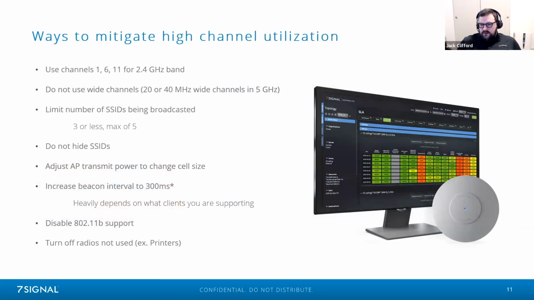And then some ways that you can mitigate or help alleviate some of that high channel utilization. Like I said previously, you want to use 1, 6, and 11 for 2.4. If you're having high channel utilization and you're using wide channels in 5 gigahertz, think about going to a 20 megahertz wide channel, or changing from 80 to 40, to see if that alleviates some of your issues. You also want to limit the number of SSIDs that you're broadcasting. Like I said, 3 or less is what we want to look for. If you have to have more, I would not recommend more than 5.